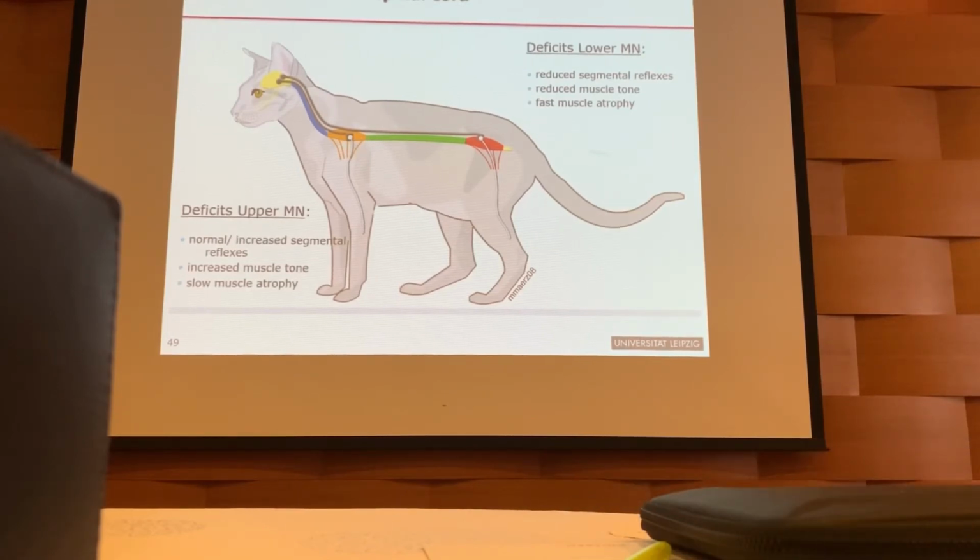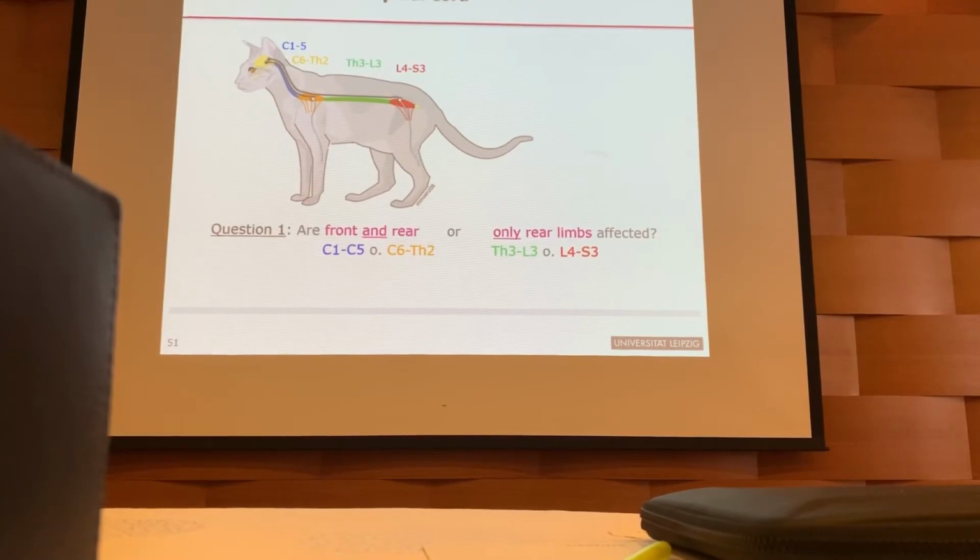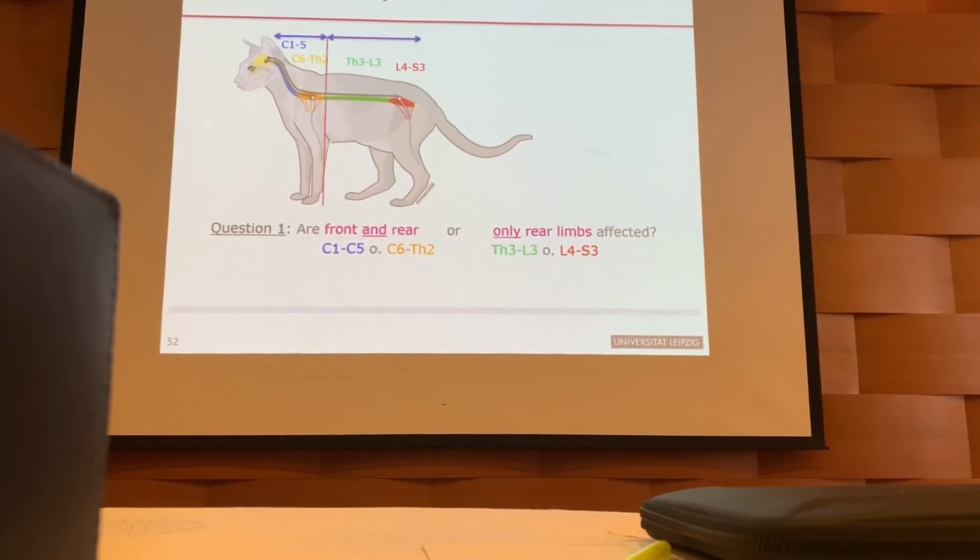I skip that part. I usually recommend to answer 2 questions after your neurological examination in order to localize the problem to one of those 4 segments. And the first question is, after our neurological examination, do we have deficits in front and rear limbs? Or do we have deficits in the rear limbs only? If you answer that question, you have reduced your neurolocalization from 4 to 2.